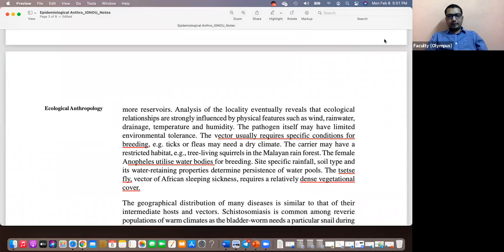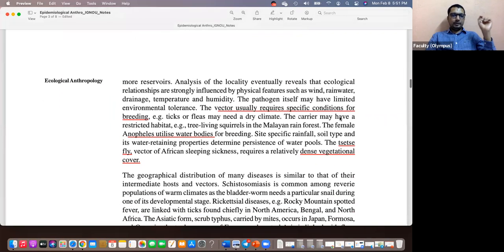And also vector-borne diseases. How did they actually become more common? I was telling you they require specific conditions for breeding. Some vectors, like some flies or mosquitoes, require a certain type of environment for their survival. Like ticks or fleas, they need a dry climate. So they're more common in geographical areas where dry climate is common. So that's an environmental factor here. Ticks or fleas survive better in dry climates.